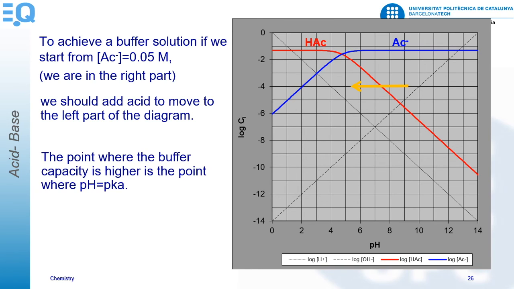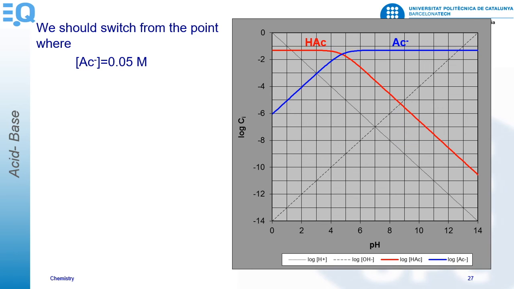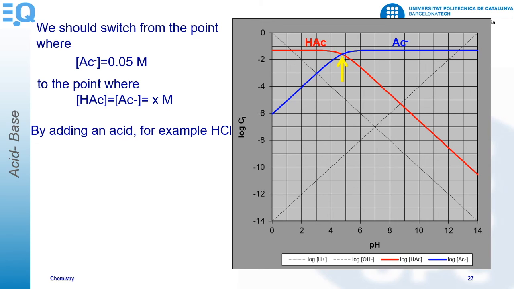So we were saying we start with a solution with acetate concentration 0.05 molar. We are in this point of the diagram. Remember, F equals 0 as no strong acid has been added yet. And we want to go to this other point, the point where pH is equal to pK, and the point where the concentration of acetate anion is equal to the concentration of acetic acid. This point is ideal, with the maximum buffer capacity, but actually, around this point, it is also a buffer solution.